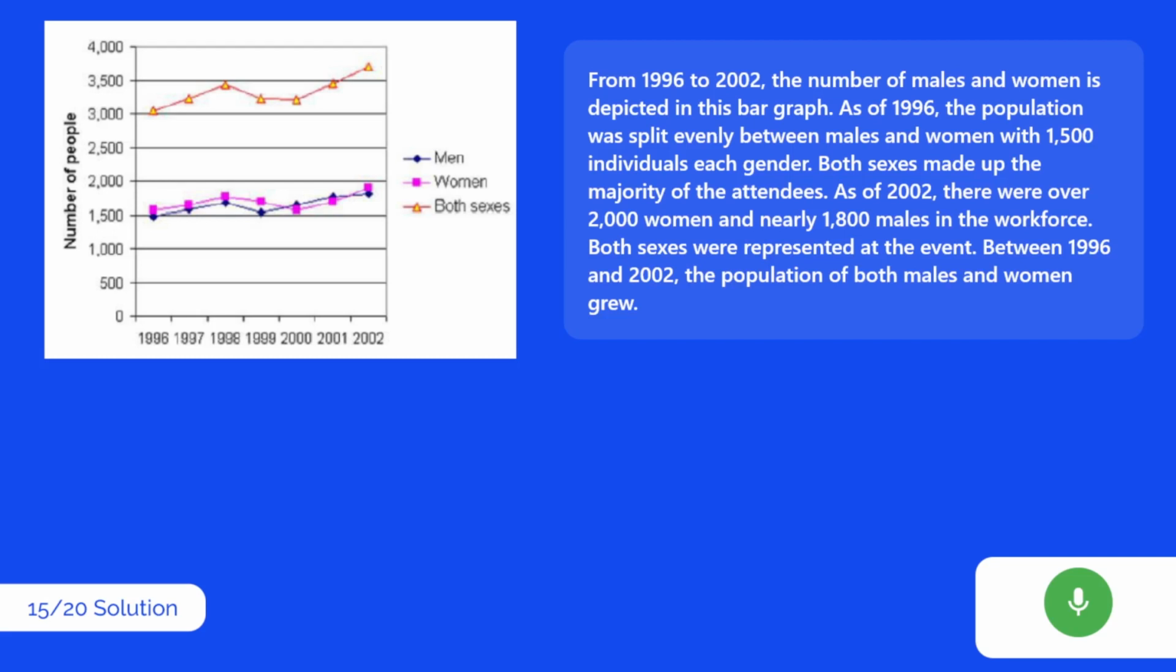As of 2002, there were over 2,000 women and nearly 1,800 males in the workforce. Both sexes were represented at the event. Between 1996 and 2002, the population of both males and women grew.